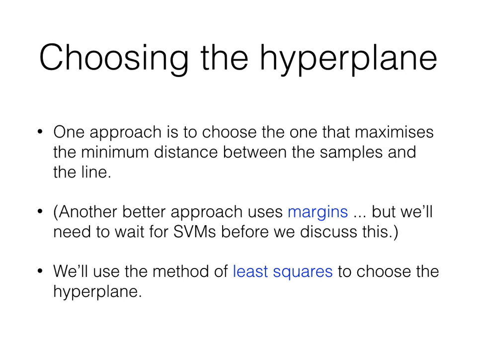There's 2 approaches to this that people come up with. One approach is to choose the hyperplane that maximizes the minimum distance between the samples and the line, and that's what we're going to use here. There's another better approach that uses something called a margin, and that's what support vector machines use, and we'll see that a little bit later. But first off, let's look at the one that maximizes the minimum distance between samples and a line. And the way that we're going to do it is to use the method of least squares to choose the hyperplane.